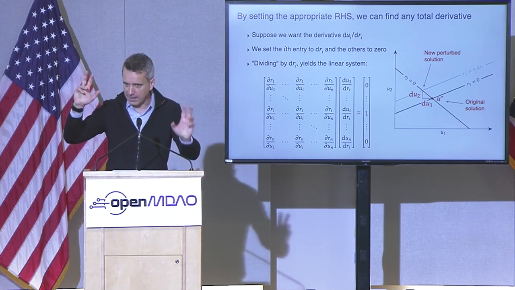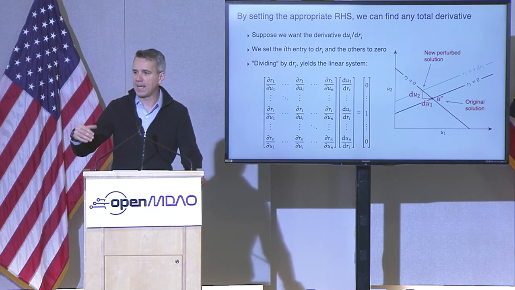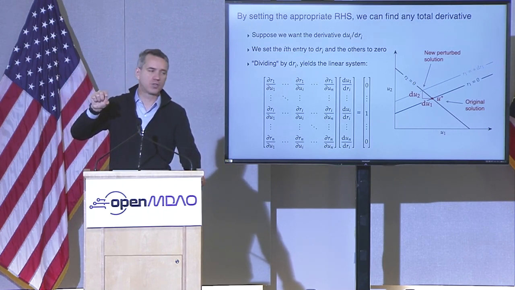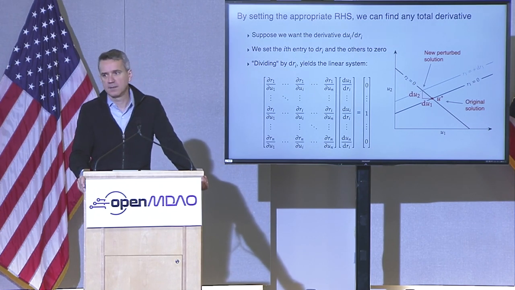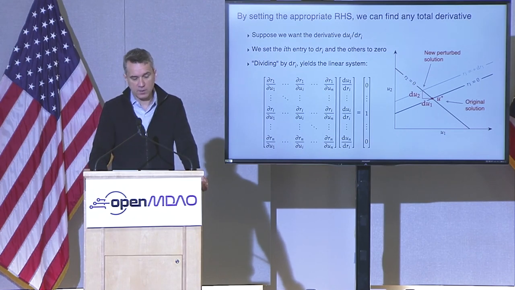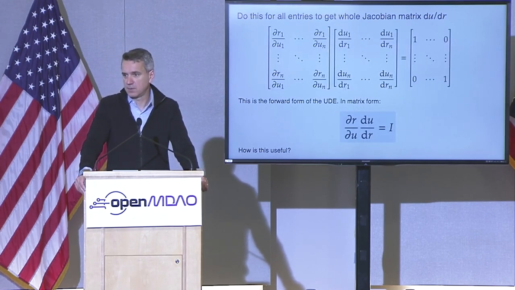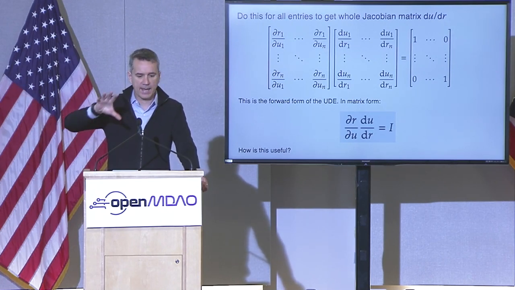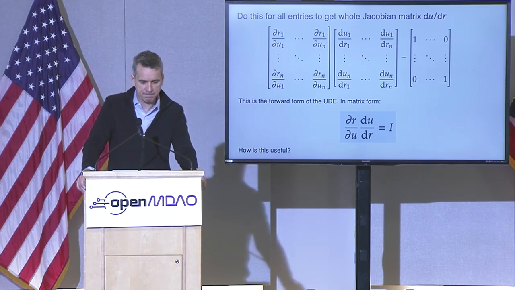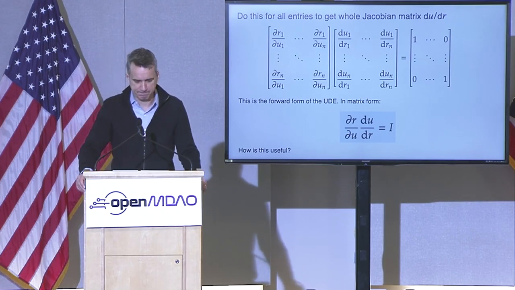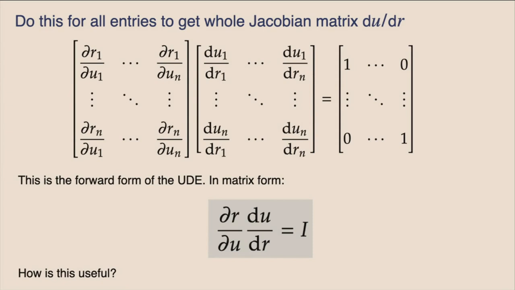So now we can again divide by that dr1, and what we get on the right-hand side is a one in the place of the chosen residual, everything else zero, and the vector that you solve for is the total derivatives of the states with respect to the one residual that you chose. Now we can do the same for all residuals on the right-hand side. So what you end up with is the identity matrix on the right and the Jacobian of total derivatives, not to be confused with the Jacobian of partial derivatives. And that leads to the fourth form of the UDE. How's this useful? Well, some of you know already, but I'll get back to that.